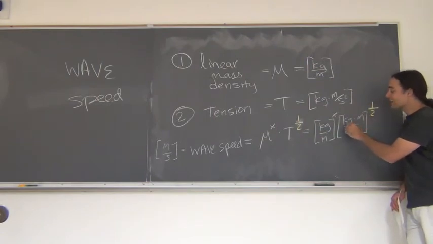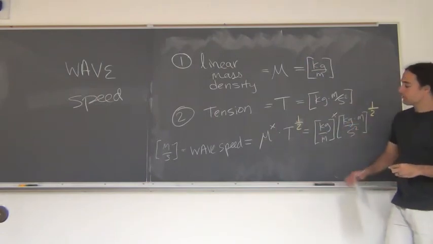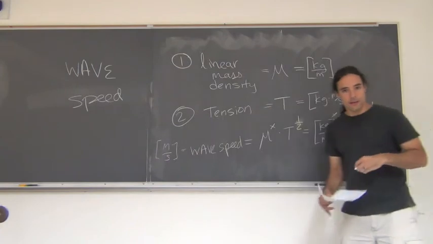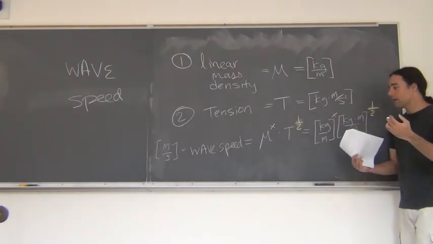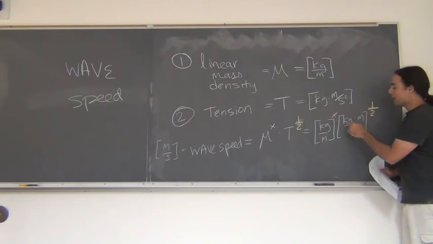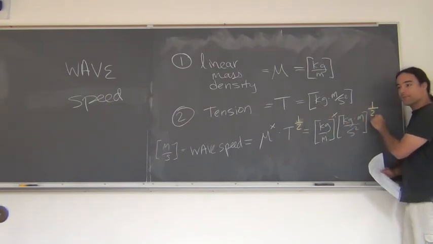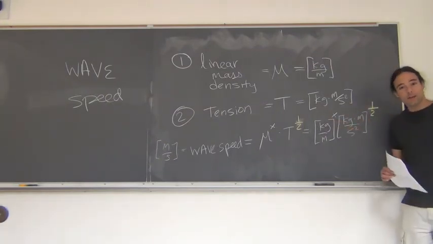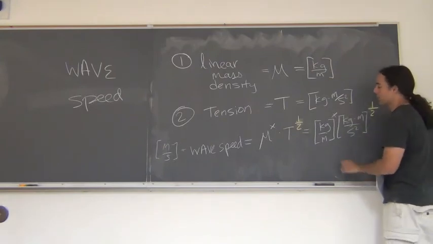I also know I need to cancel out this kilograms because there is no kilograms in the units for speed. So how do I cancel out kilograms to the 1/2 power? Well, I would need kilograms to the negative 1/2 power.